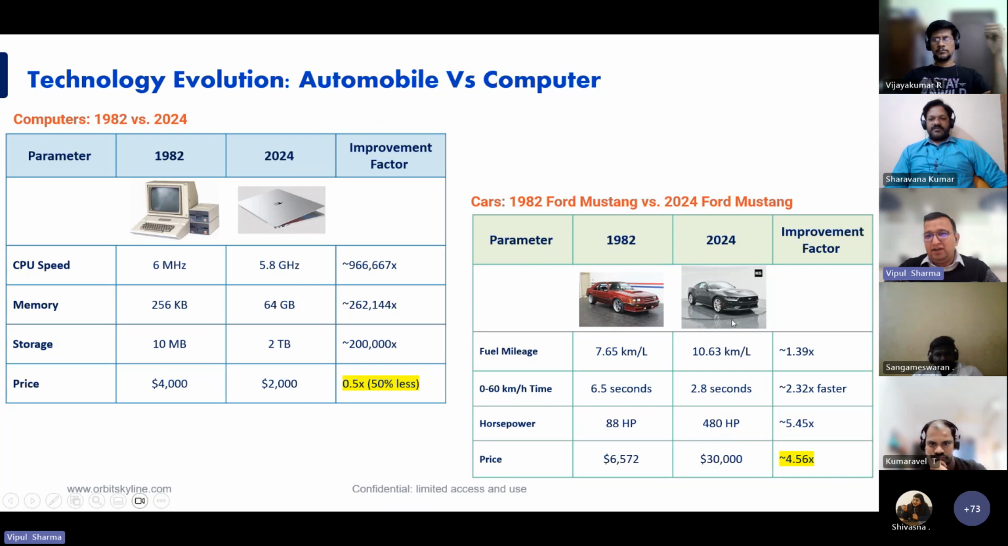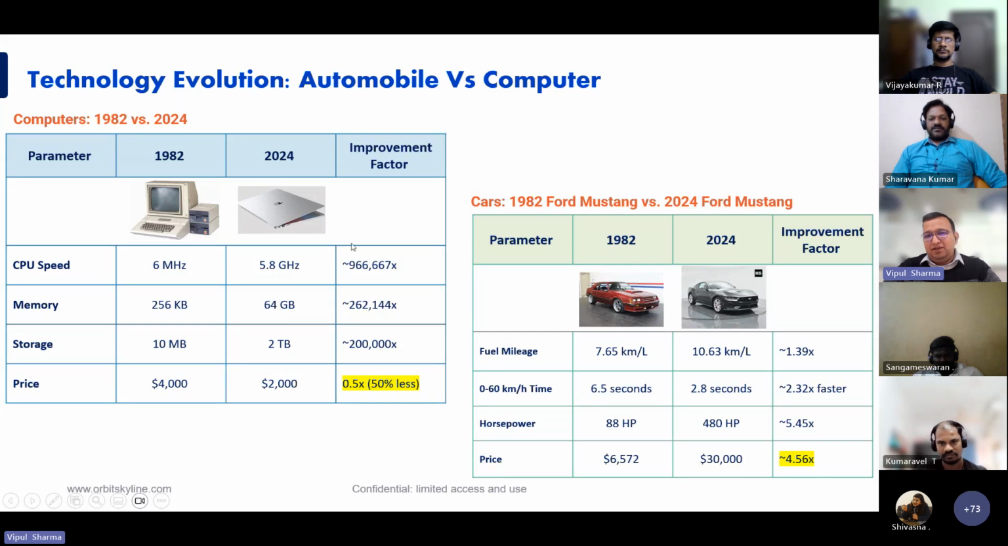And if I again compare it to an automobile, this is a model of Ford Mustang in 1982, and this is what we get now, the latest Ford Mustang. Its mileage has improved from 7.65 to 10, almost 1.4 times improvement. The speed, 0 to 60, it clocked in 6.5 seconds, and this one does it in 2.8 seconds. So it is only 2.3 times improvement. Similarly, the power of its engine went from 88 to 480, 5.4 times, and its price has increased 5 times.